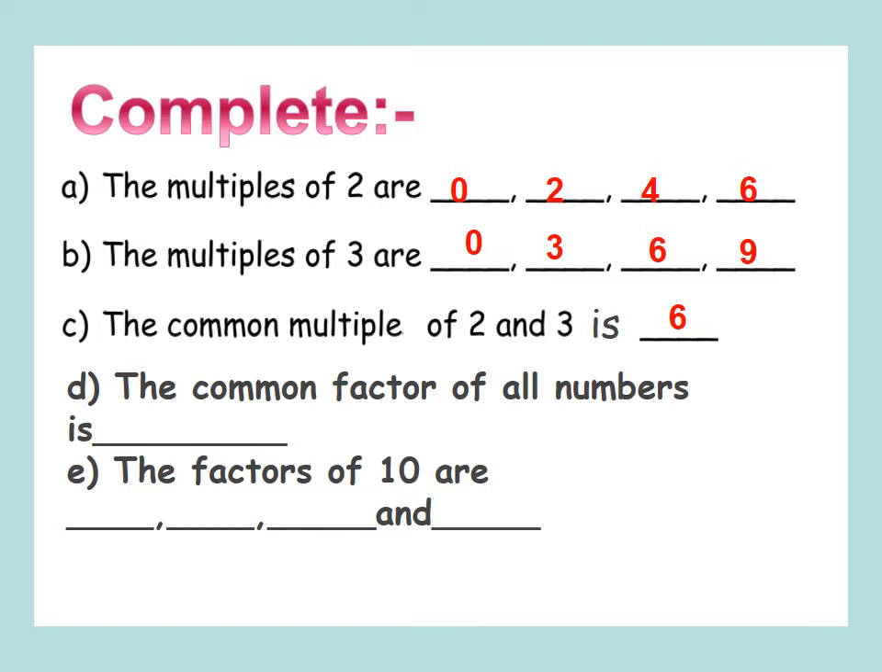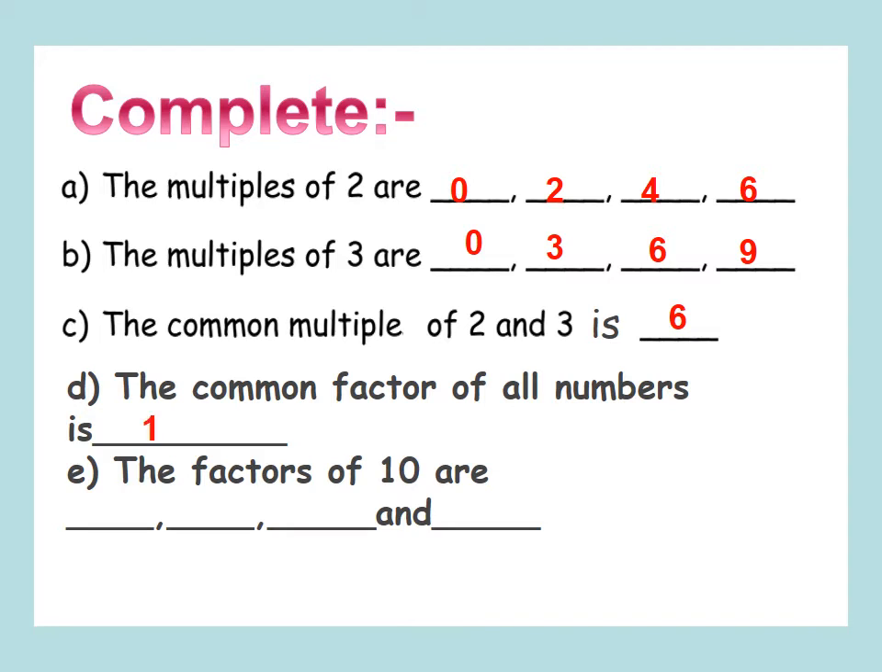Okay, the common factor of all numbers is what? What is the factor? The factor is the two numbers in the multiplication problem. Like 1 by 5 equals 5. What are the factors here? 1 and 5. So what is the common factor of all numbers? It's 1.